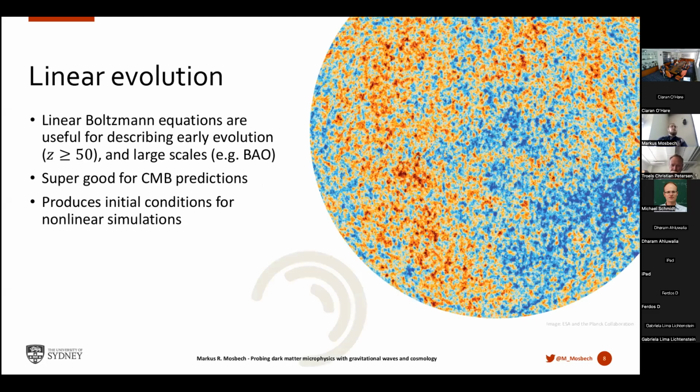So if we evolve this linearly, linear evolution is good to describe the early universe because, as we mentioned before, these perturbations are small. So we can describe the early universe well, and we can describe large scales well. And this gives us things like the baryon acoustic oscillations or CMB predictions, and can be used to provide the initial conditions for the nonlinear simulations that are needed to describe the later universe.